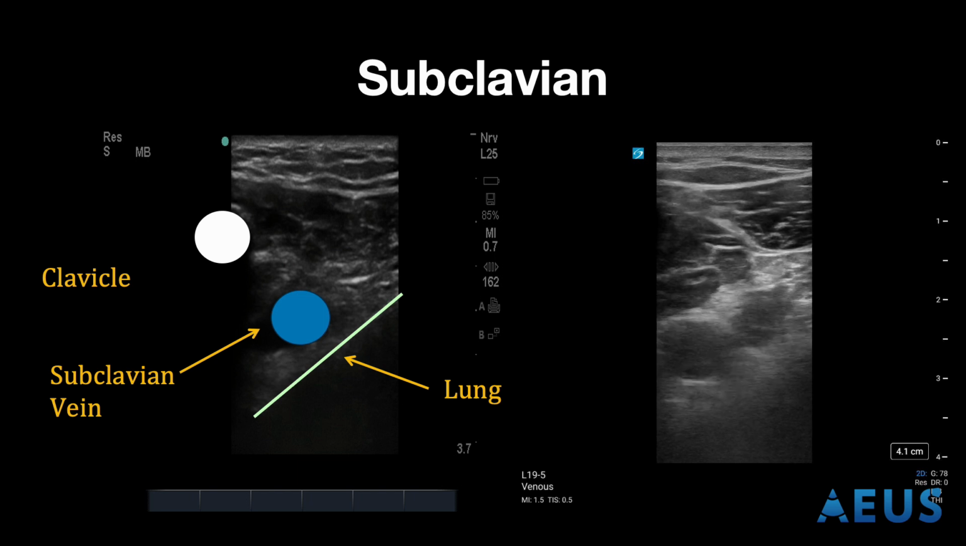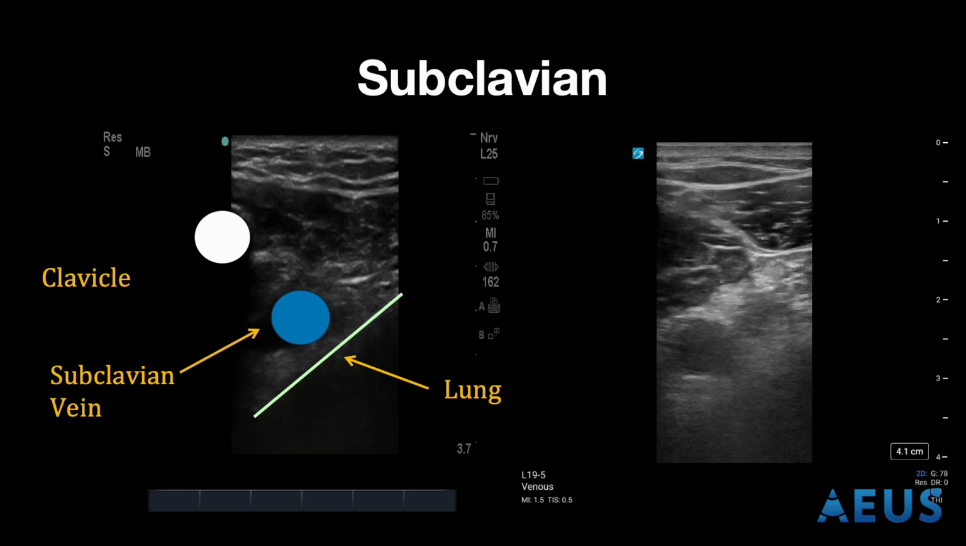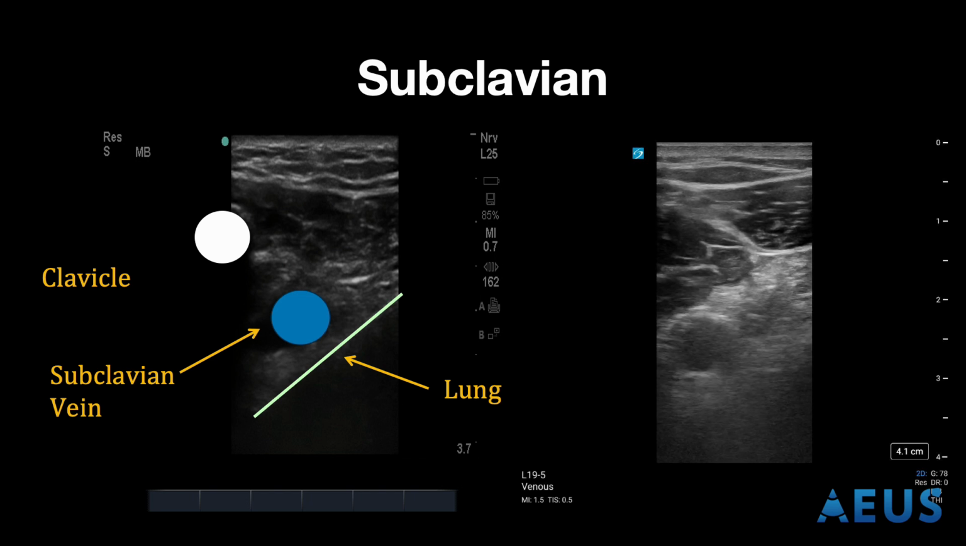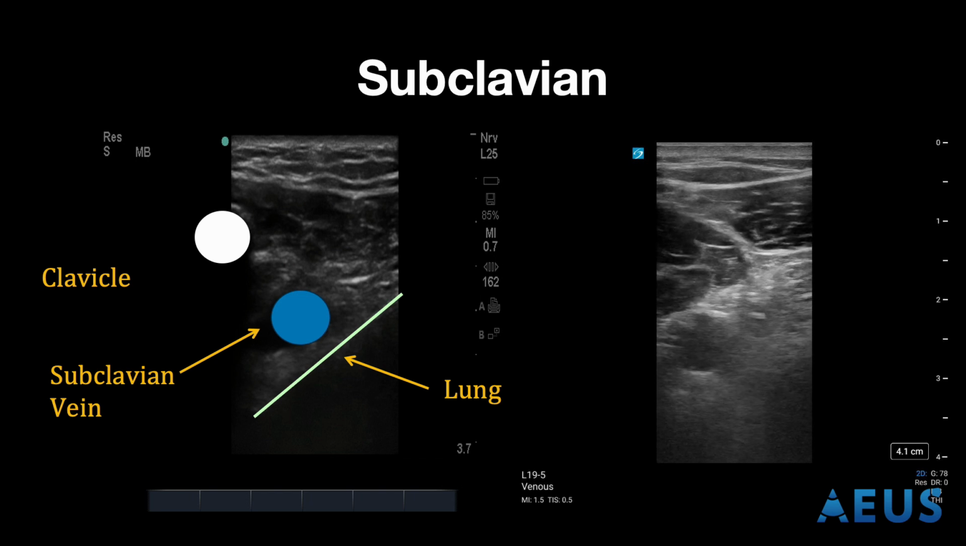It is important to note that sometimes the artery will be hidden beneath the clavicle. Other times it will be easily visible and you can distinguish between the two with compression. However, this is not always possible on all patients. So let's move on to the meat of the procedure, which is finding your needle under ultrasound and guiding it into the vein.